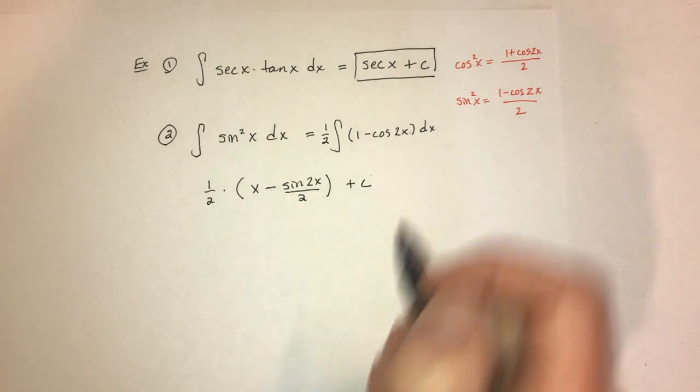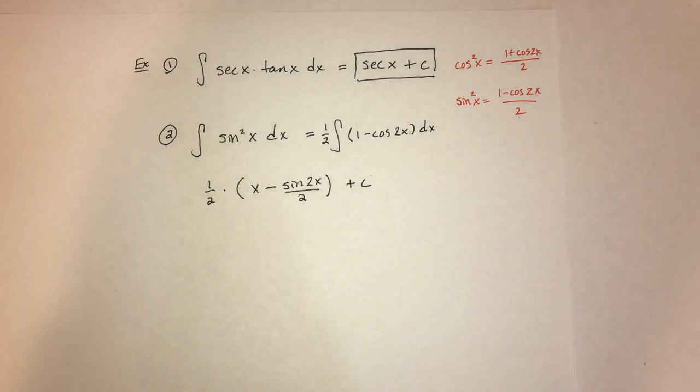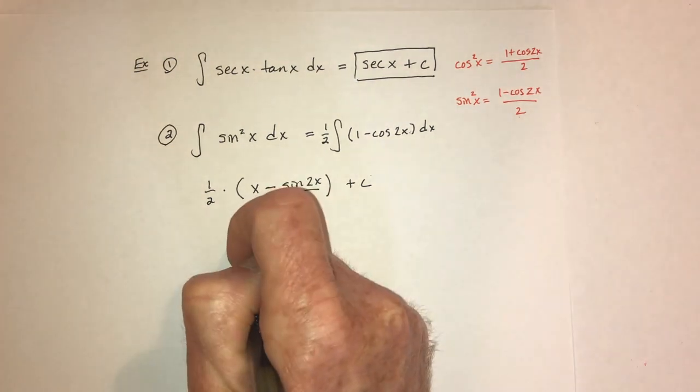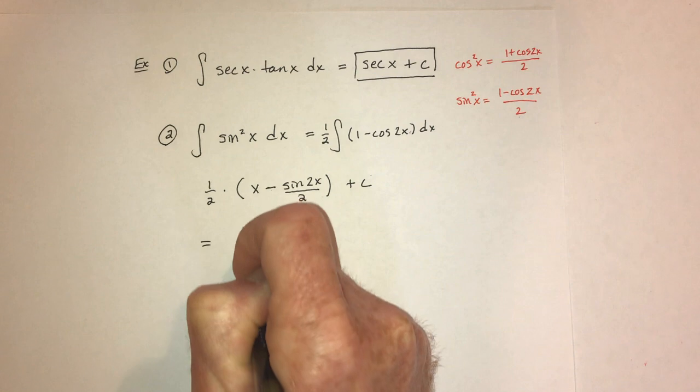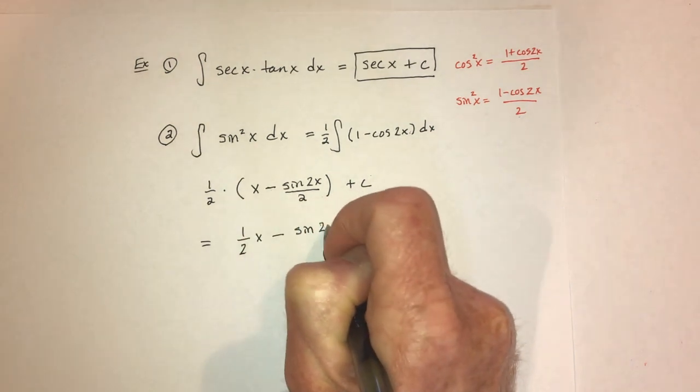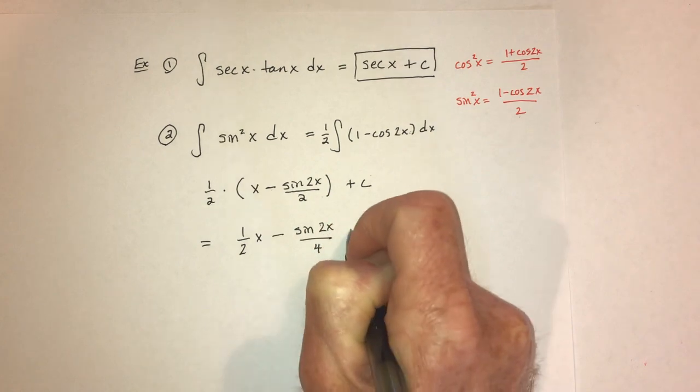Then we're done with the integrating, so put a plus c. And you could either leave it like that, or you could go ahead and distribute the 1/2, so it'd be 1/2 x minus sine 2x over 4 plus c.